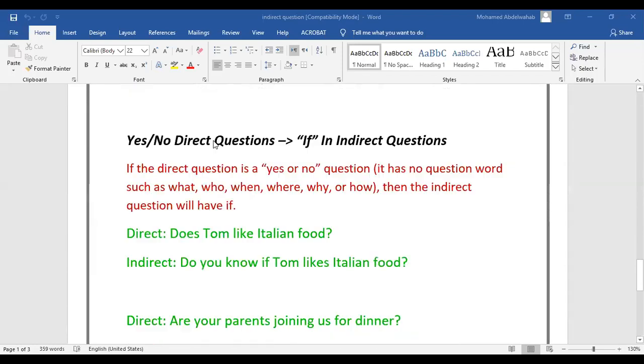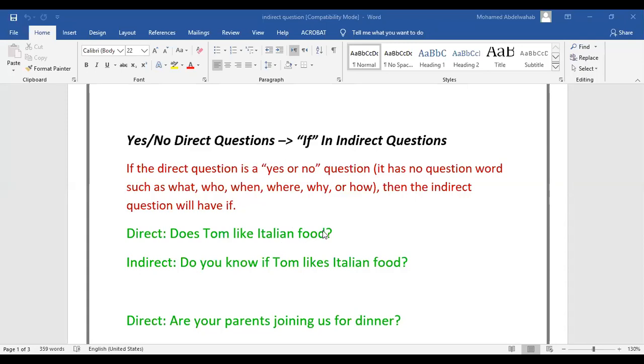Indirect questions with yes or no questions: the questions that start with an auxiliary or a modal verb. If the direct question is a yes or no question, which starts or begins with an auxiliary or modal verb like does, Tom, like Italian, this is called a yes or no question. When changing it into an indirect question, we use if. We use the word if.